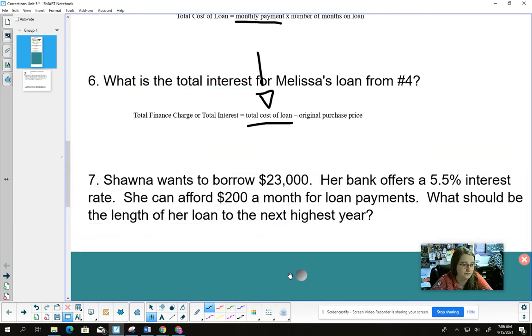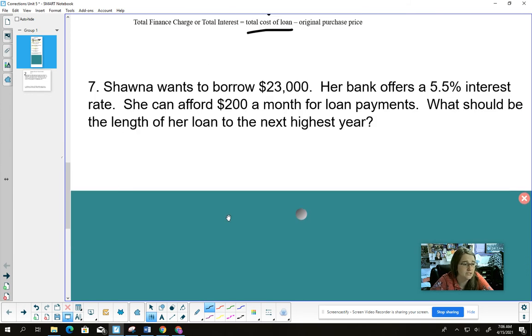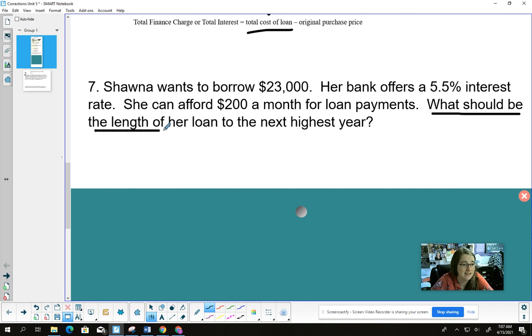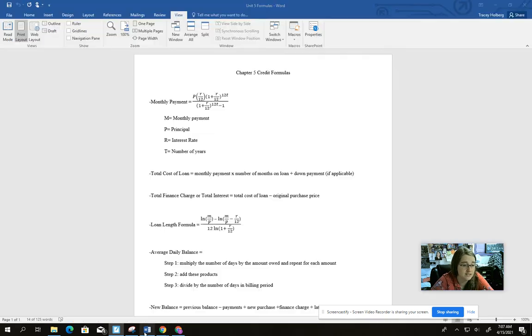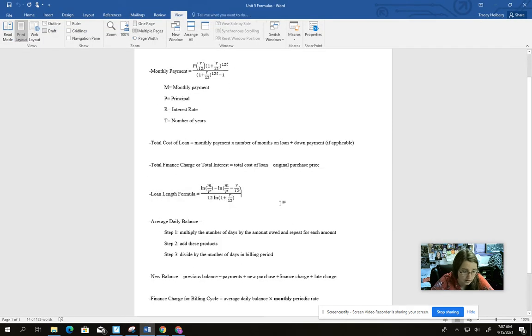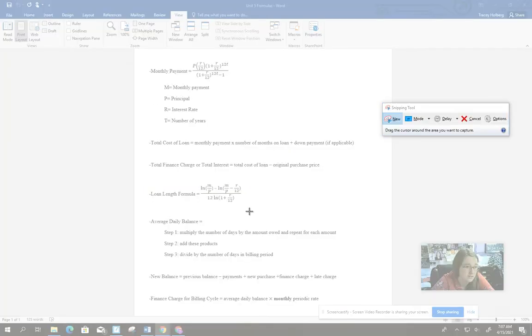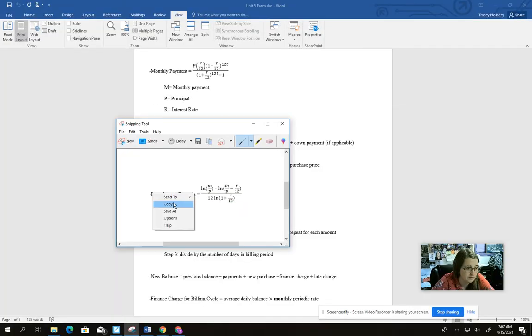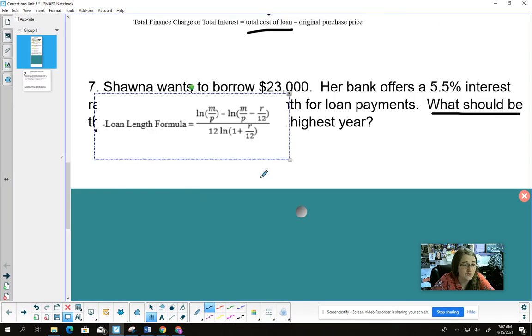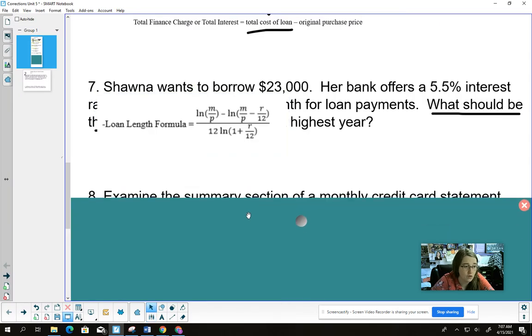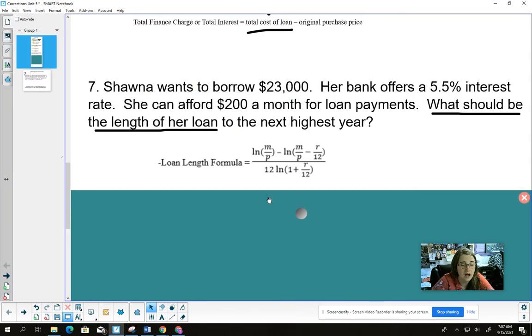So number 7, guys, once again, this is another formula that there's no way around. What should be the length of her loan? This is the loan length formula. Once again, a really ugly formula, but all we have to do is just this one formula. And again, if you missed this but knew that was the formula, pretty likely you just plugged it in wrong.